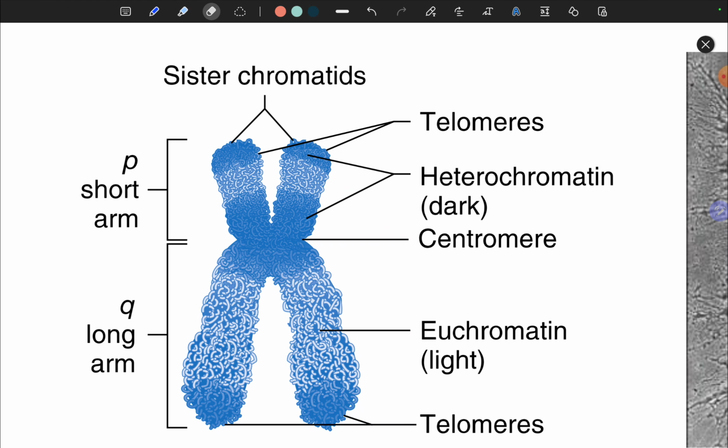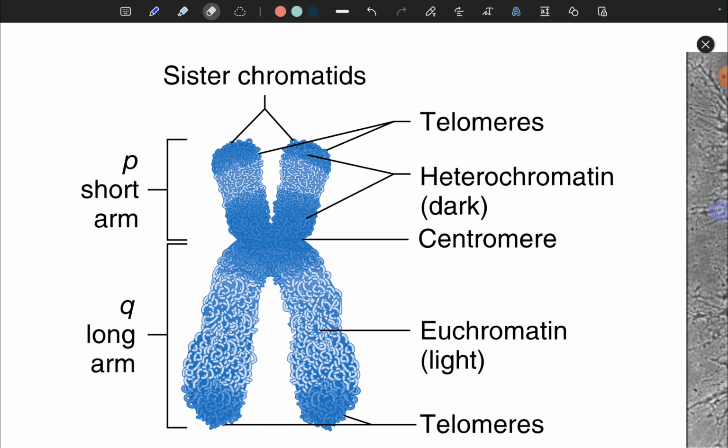Now, look at this area and that area. This area is a light area. It is composed of less tight chromatin or less tight DNA material. But when the chromatin material becomes more condensed, it will make a darker area. We call this the heterochromatin. So euchromatin and heterochromatin denote whether the DNA molecules are tightly bound together or not. So you can see it here.